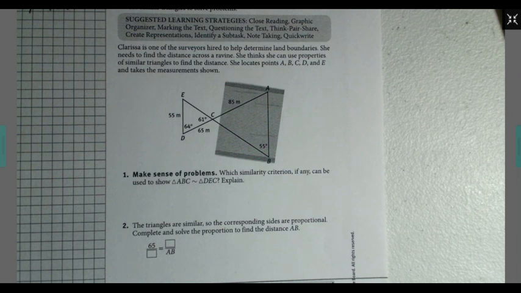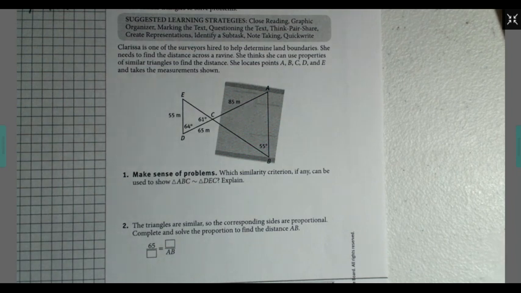Make sense of problems. Which similarity criterion, if any, can be used to show that triangle ABC is similar to triangle DEC, and explain? And then number 2, the triangles are similar, so the corresponding sides are proportional. Complete and solve the proportion to find the distance AB.